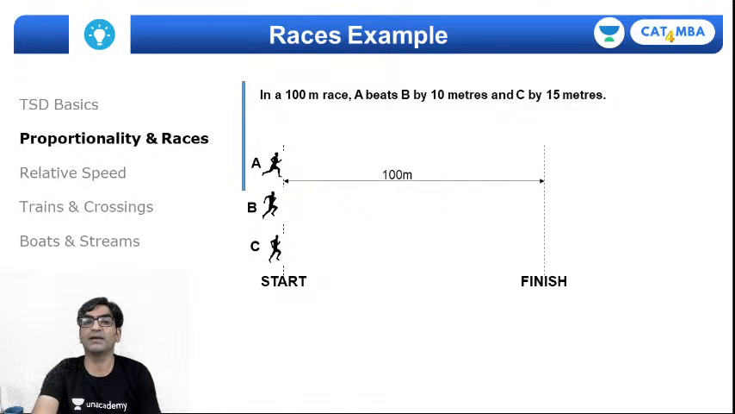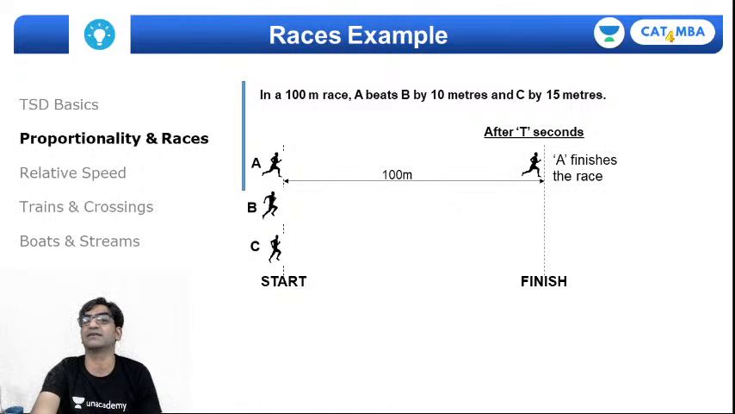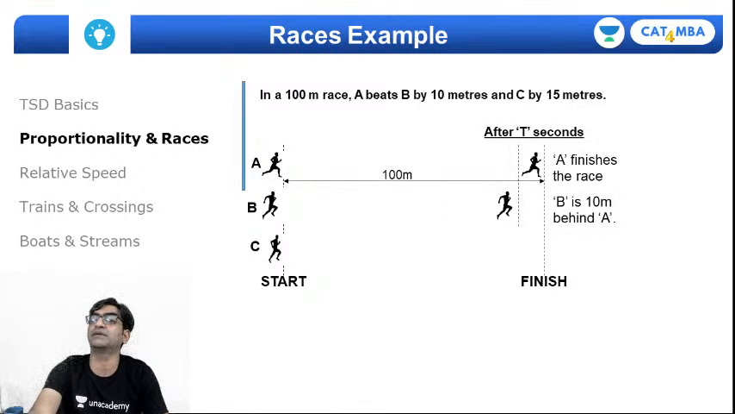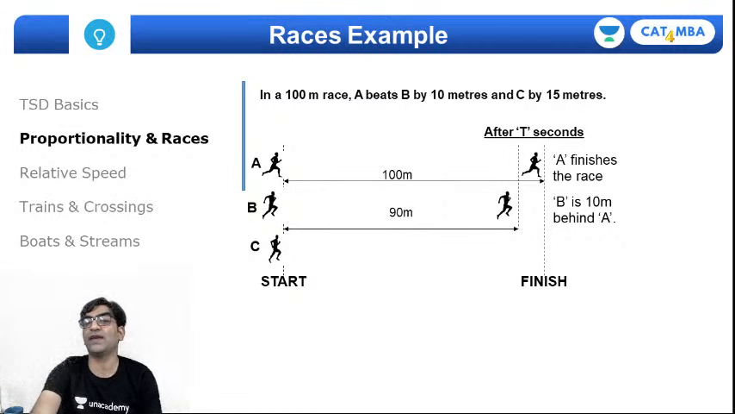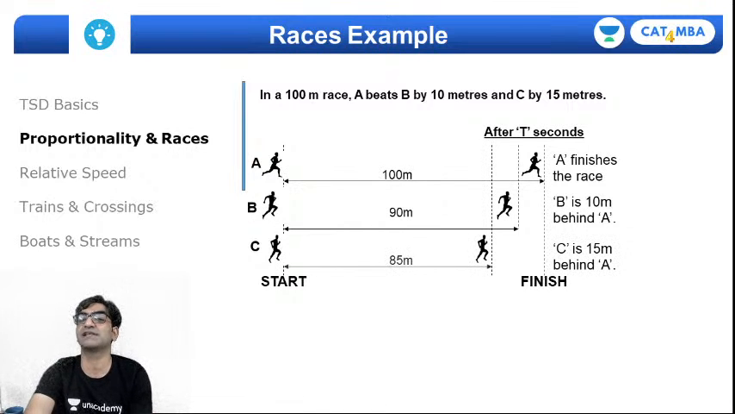And now when the race finishes, what do I know? A beats B by 10 meters, meaning when the race finishes, after some time t, A is at the finish line, right? A has finished the race. Whereas B, since A beats B by 10 meters, is going to be behind him by 10 meters, right? Which means if he's 10 meters behind A and A has finished the race, A has run 100, which means B would have run 90. Correct? Similarly, if A beats C by 15, C is 15 meters behind A, which means C has run 85.